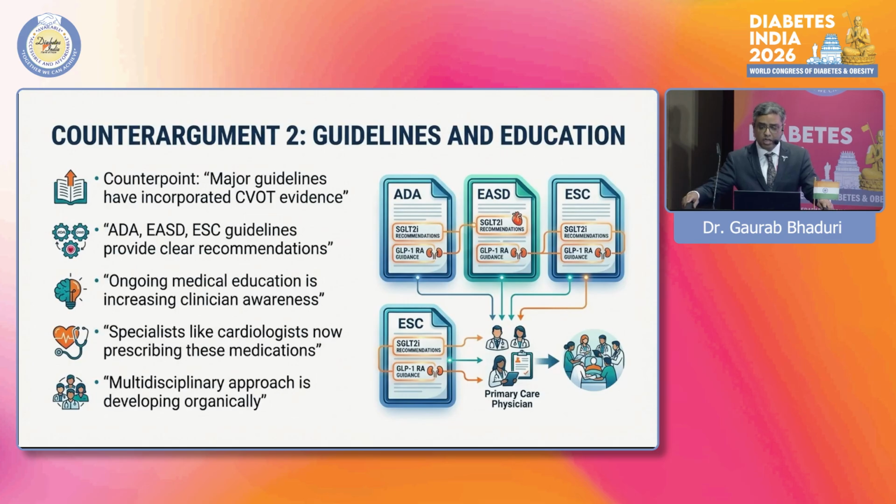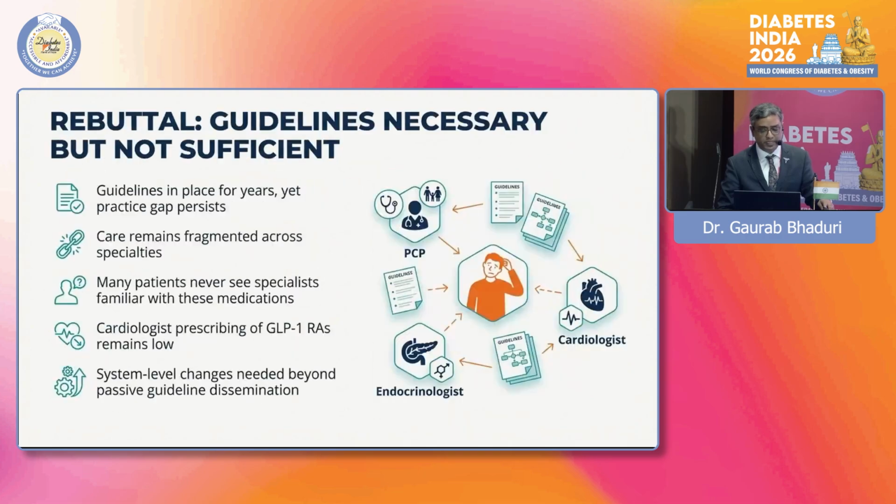The second counter argument usually is that most of the major guidelines have incorporated the CVOT evidence as a written document, and medical education is trying to improve this. But remember that guidelines have been in place for years, yet the practice gap still persists. Many patients never see specialists familiar with this medication, and cardiologists' prescribing of GLP-1 receptor agonists still remains low. One study in the US showed that it's less than 2%.